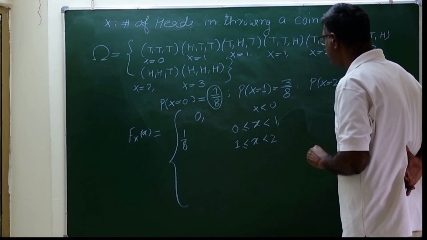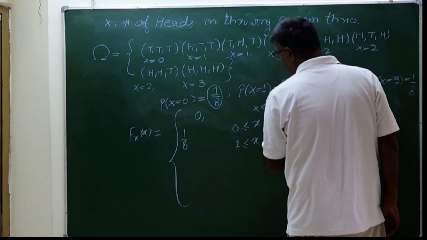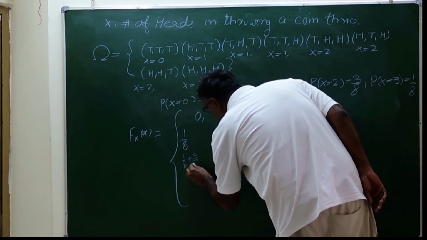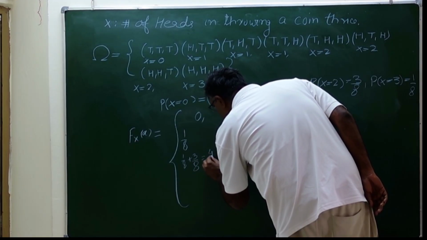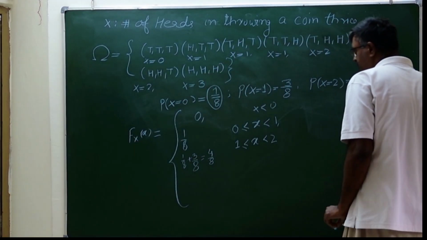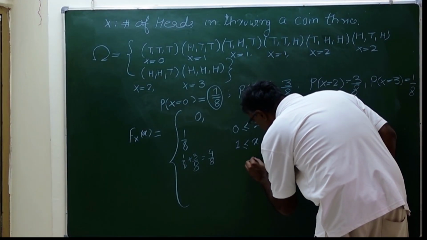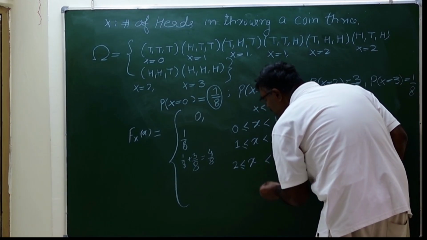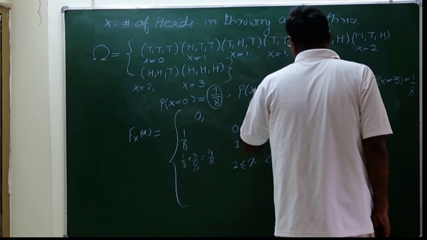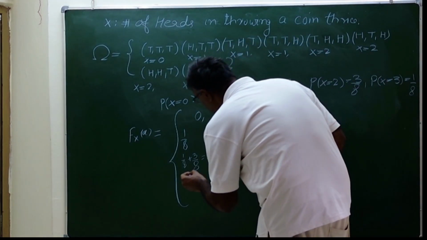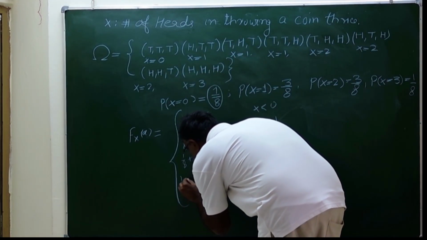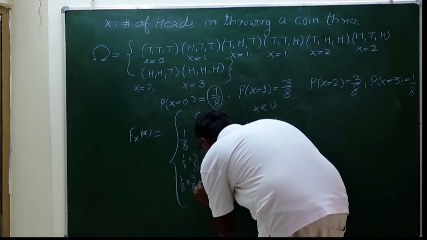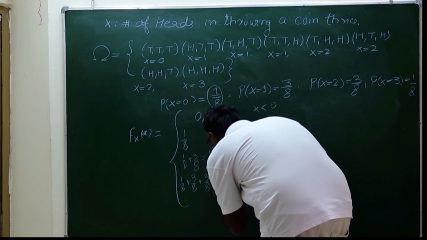Similarly, for x attaining the value 1 and less than 2, here we get probability 1 by 8 plus 3 by 8, we got 4 by 8. And for x attaining the value 2 but less than 3, we get 1 by 8 plus 3 by 8 plus 3 by 8, so it will be 7 by 8.